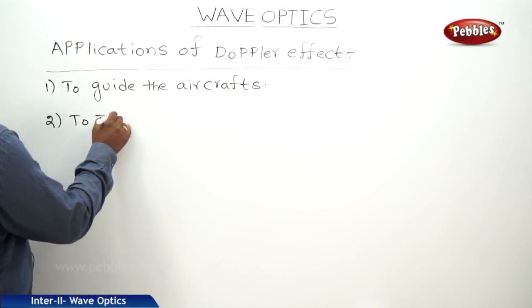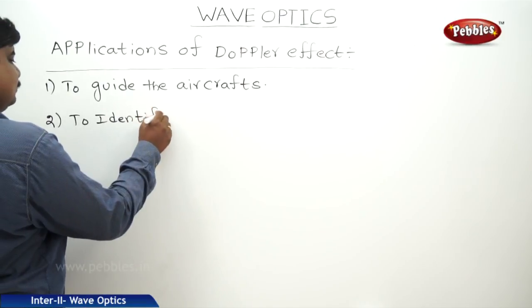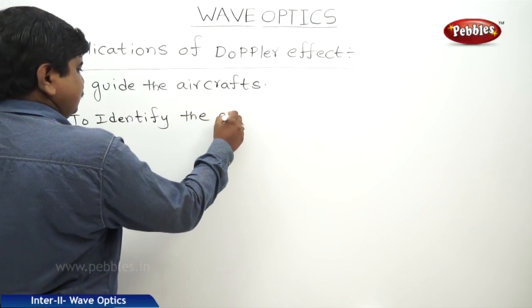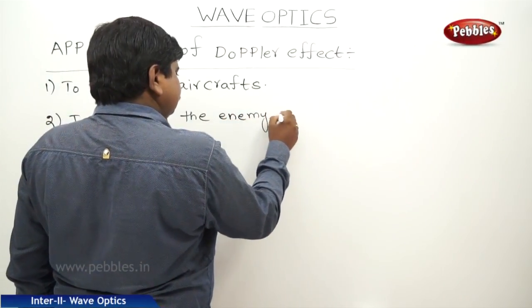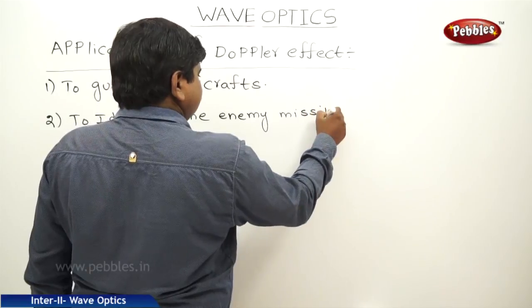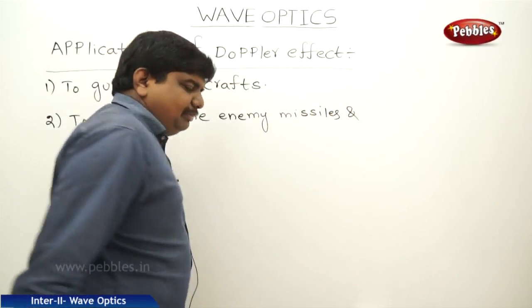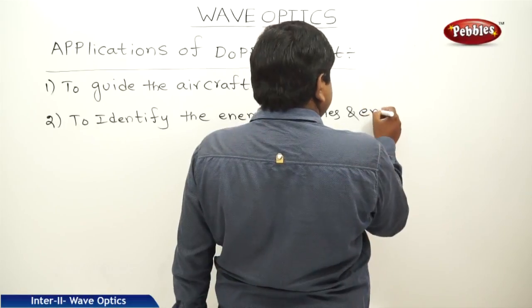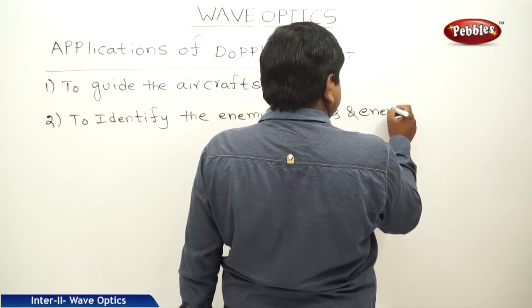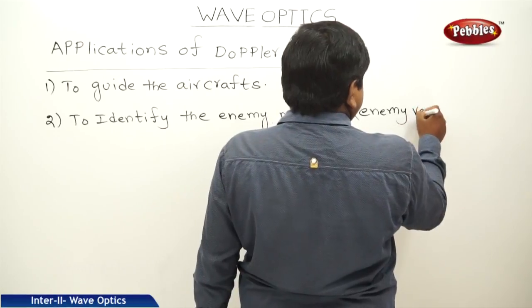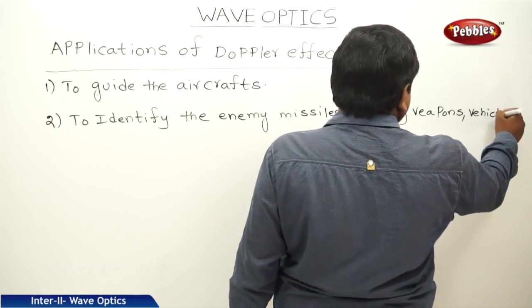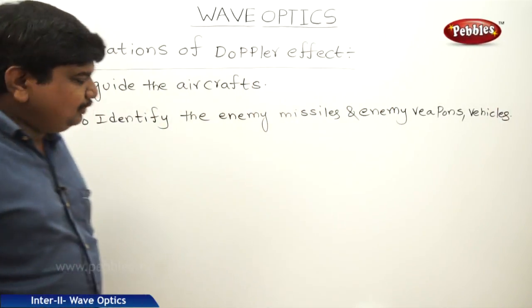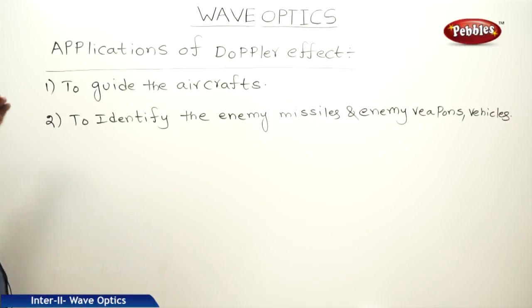To identify the enemy missiles and enemy vehicles, or enemy weapons, we can also write. So these two are the uses of the Doppler effect for warfare purposes, meaning in the military.